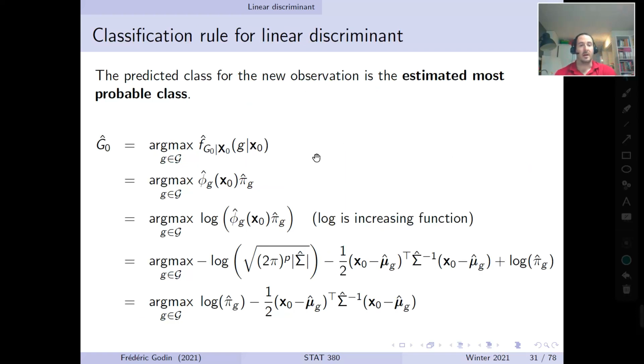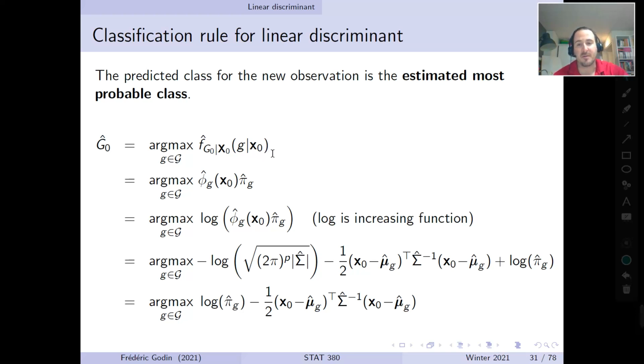So in the LDA approach, once again, we're going to use the Bayes classifier idea where we try to categorize, or classify, an observation as the most likely class given its predictors. So for the new observation, its estimated class will be the class which maximizes the conditional probability of being in that class given the predictors.